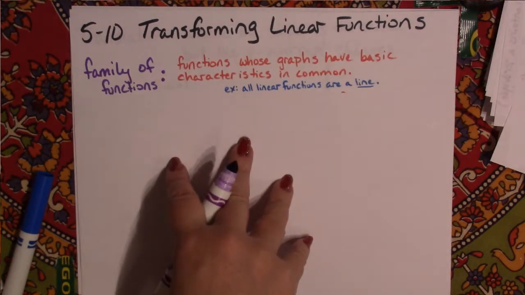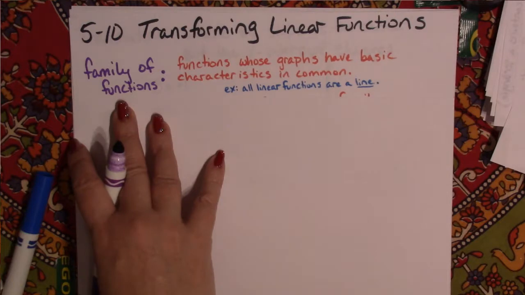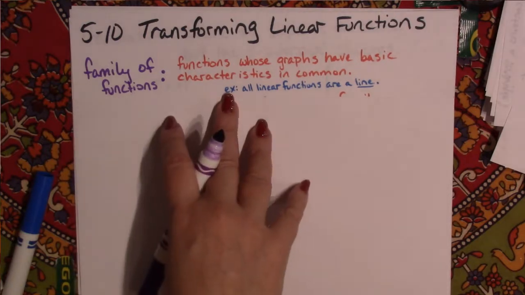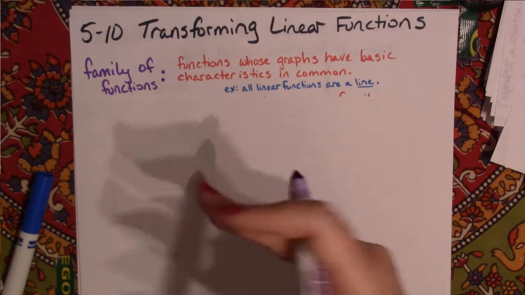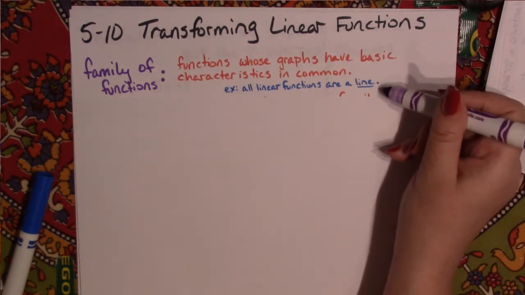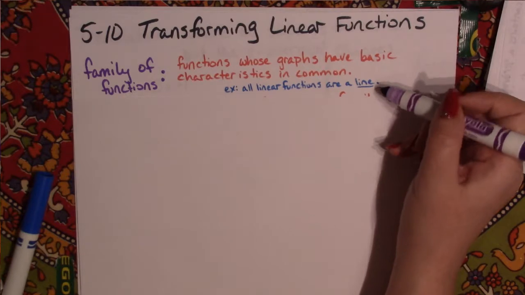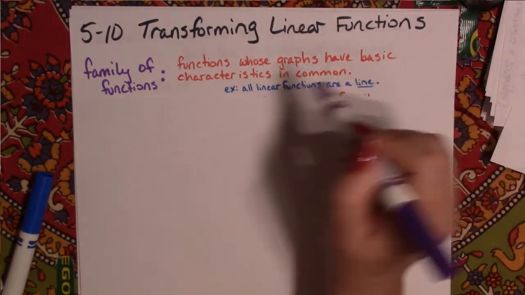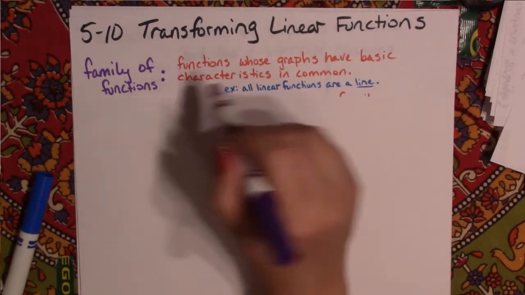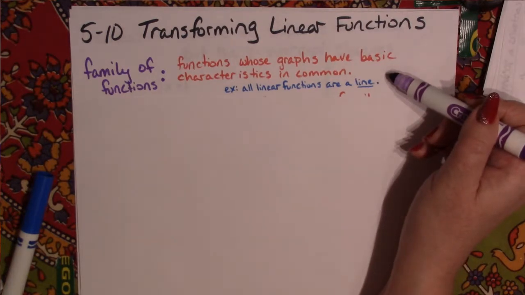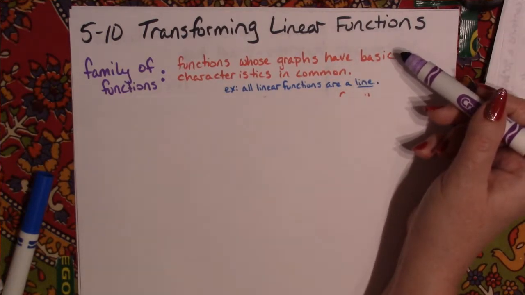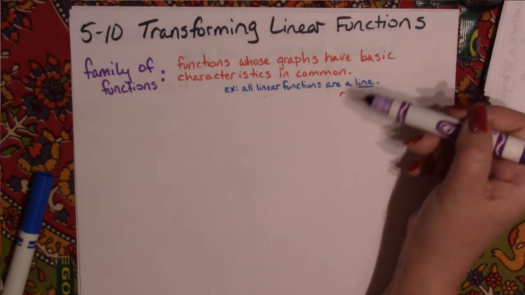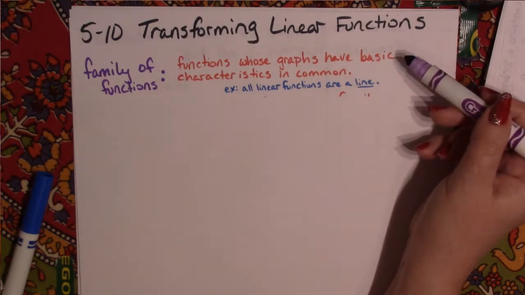So we have to understand a family of functions, and those are the functions whose graphs have basic characteristics in common. Now, we're looking at linear functions, and all linear functions are a line. So all linear functions are in the same family of functions because they all look like a line, as opposed to something with x squared in it that looks like a parabola, or absolute value of x that looks like a V shape.